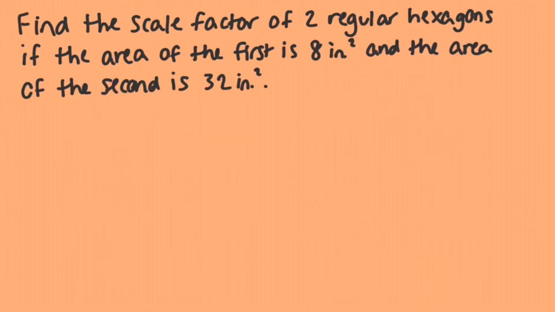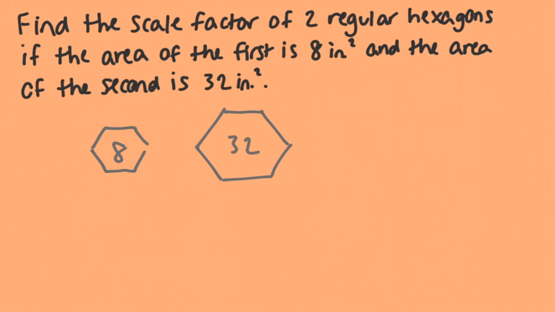Finally, find the scale factor of 2 regular hexagons if the area of the first is 8 inches squared and the area of the second is 32 inches squared. So we have 2 regular hexagons. The area of the first is 8, the area of the second is 32. If we divide 32 by 8, we get 4. So 8 times 4 is 32.